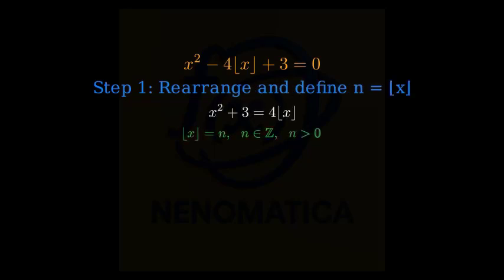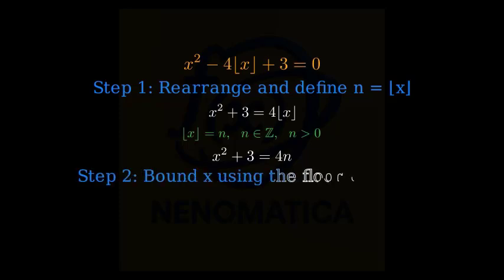Move the minus 4 floor of x to the other side. That gives x squared plus 3 equals 4 times the floor of x. Now, let the floor of x be equal to n, where n is an integer. Since x squared plus 3 is strictly positive, 4n must be positive, so n must be greater than 0.